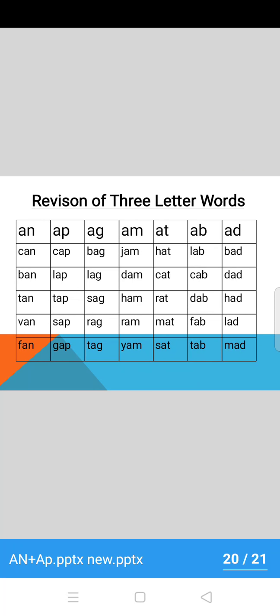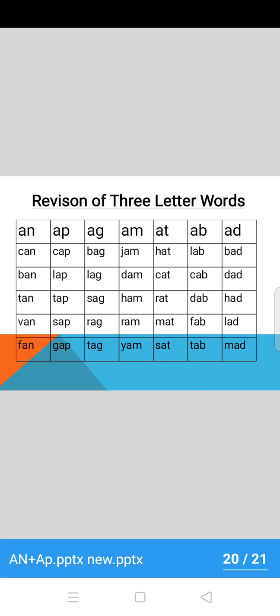K, an, can. The words we read first. K, an, can; B, an, ban; T, an, tan; W, an, van; F, an, fan. Ap words. K, ap, cap; L, ap, lap; T, ap, tap; S, ap, sap; G, ap, gap.